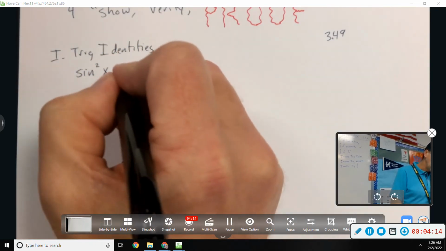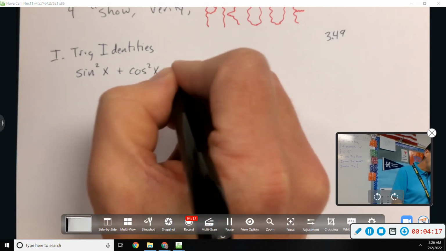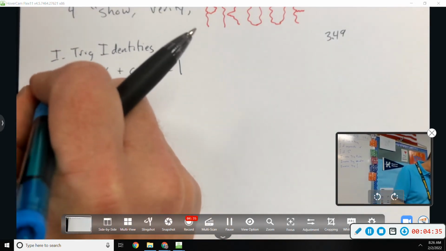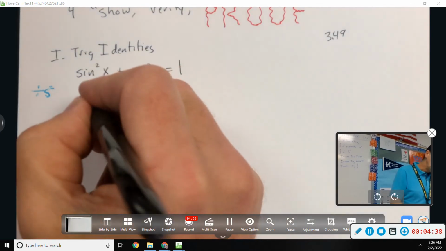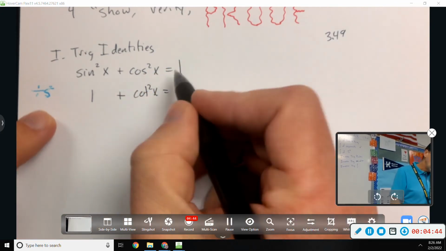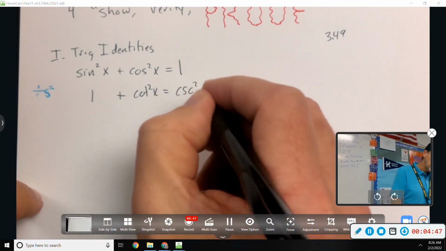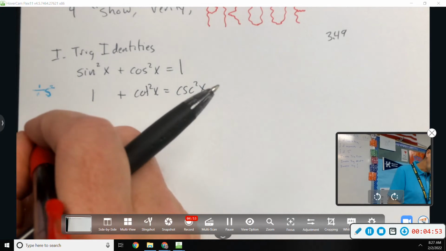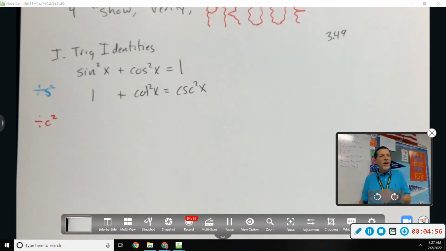The new ones, well, it depends on how you count. I say there's one new one that sort of leads to two others. But there were three. You're right. But the one you have to memorize is sine squared plus cosine squared is 1. How do you get the other two if you don't memorize them? You could just divide by sine squared. That would be 1 plus cosine squared over sine squared, which is cotangent squared. 1 over sine squared is cosecant squared. And then how do I get the other one? Divide by cosine squared.